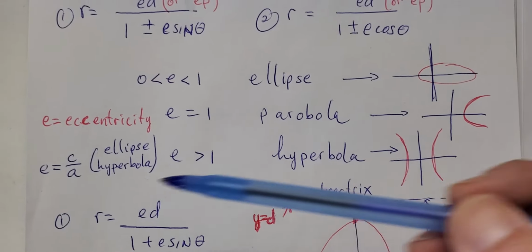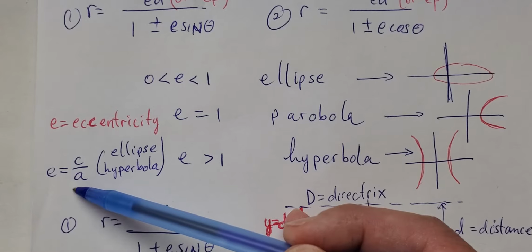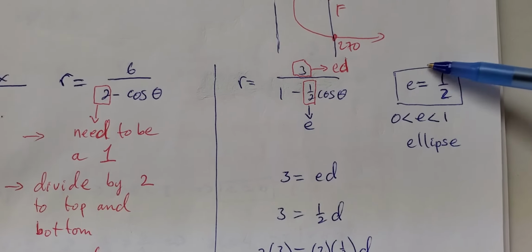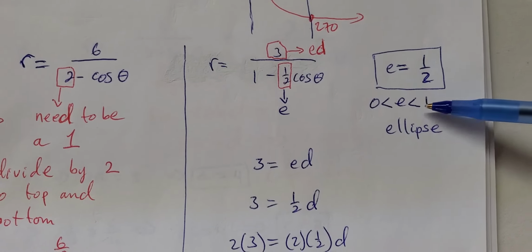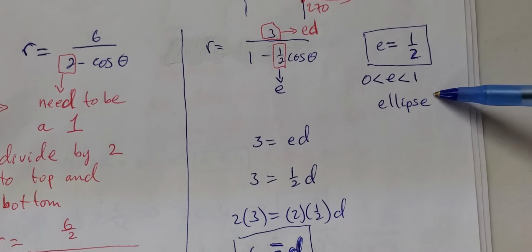With an ellipse and a hyperbola, you will use these equations to get the center and the vertices. So we know that E is 1 over 2, which is right here, and 1 over 2 is between 0 and 1, so it is an ellipse.